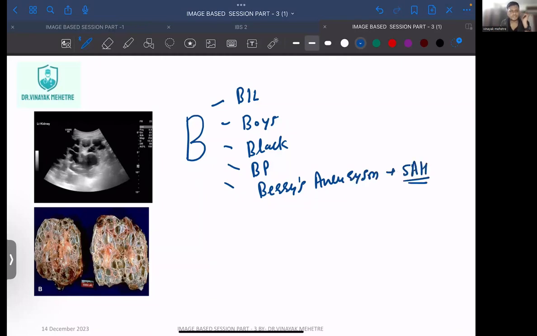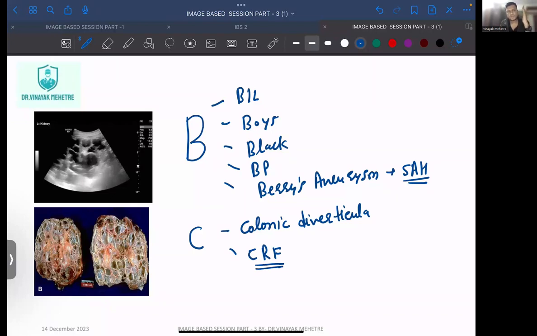There will be chances of subarachnoid hemorrhage. How to remember? B is done. Now comes C. Just remember your favorite words BC, right? They are going to have colonic diverticula. And patient is going to die of chronic renal failure. This patient will die of chronic renal failure, right?